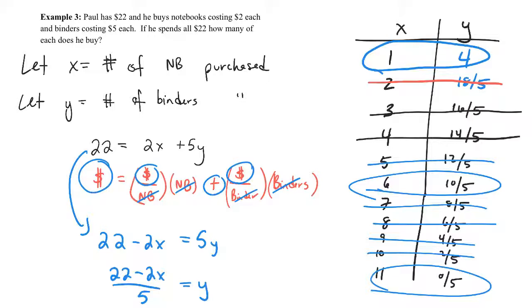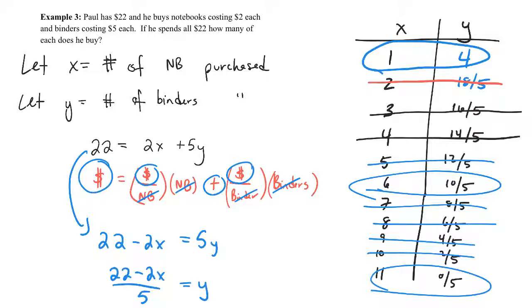Because if X and Y were representing dollars or amounts physically of money, then you definitely couldn't get a decimal. But since X and Y are the numbers of the notebooks, you can't have a half a notebook. I mean, you can, but you can't purchase a half a notebook. Okay? We have one more. We have one more for today.